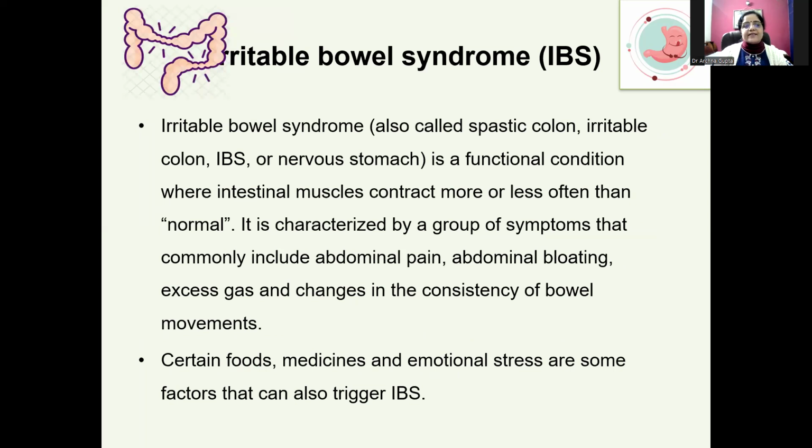Second is irritable bowel syndrome, that is IBS, very common nowadays. It is also called spastic colon, irritable colon, or nervous stomach. It is a functional condition where intestinal muscles contract more or less often than normal. It is characterized by a group of symptoms that commonly include abdominal pain, abdominal bloating, excess gas, and changes in the consistency of bowel movements. Certain foods, medicines, and emotional stress are some factors that can also trigger IBS.